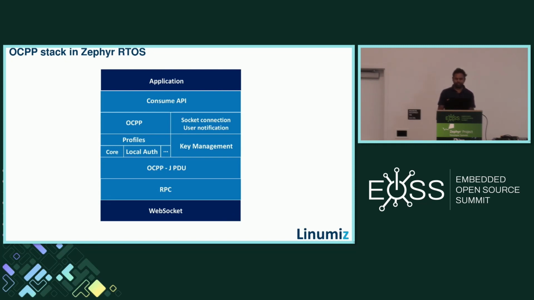Then we have the list of profile implementations: the core profile, which has start transaction and stop transaction, and then the interesting one, which is key management, on the right side. Key management is a key-value pair that is maintained and used to communicate between the charging station and the central system. For example, meter values have to be sent frequently, but how much time it has to wait between sends is configurable using the key-value pair.